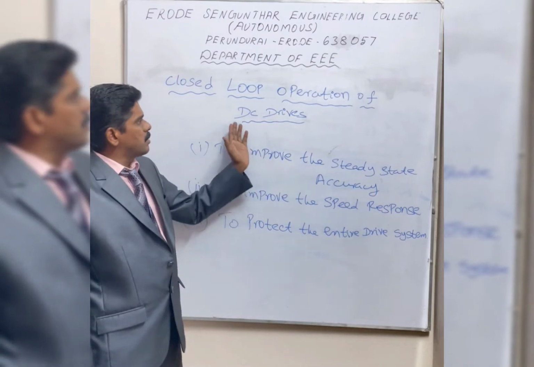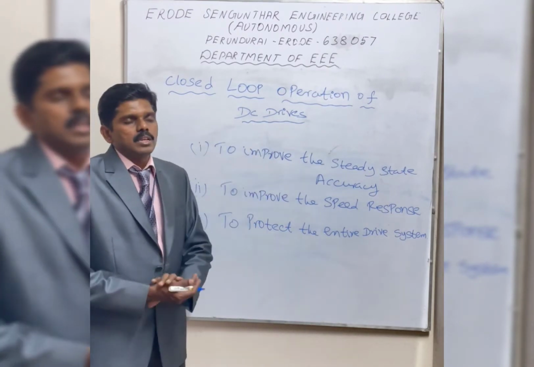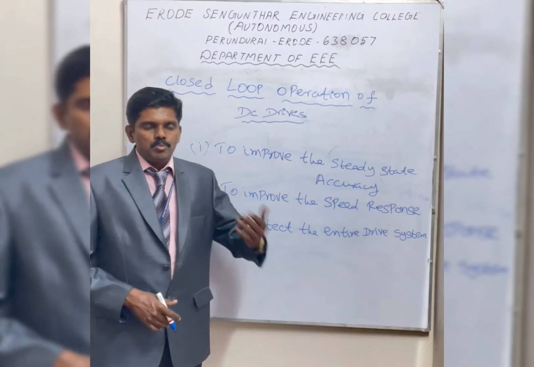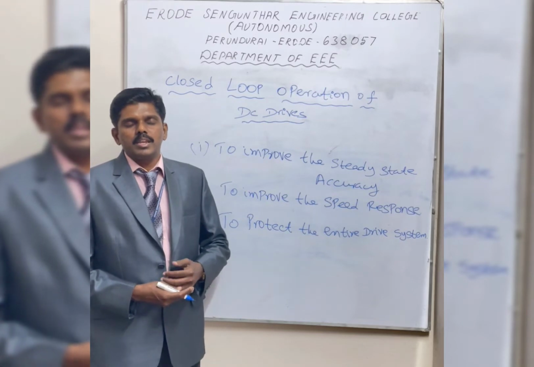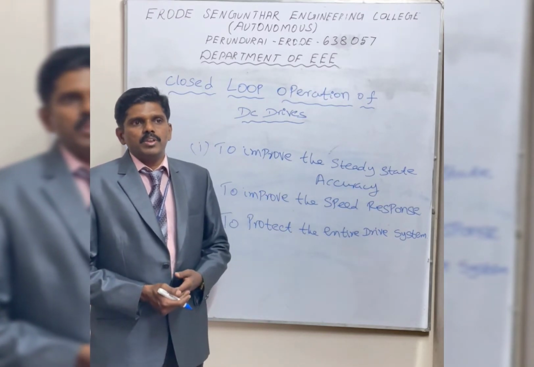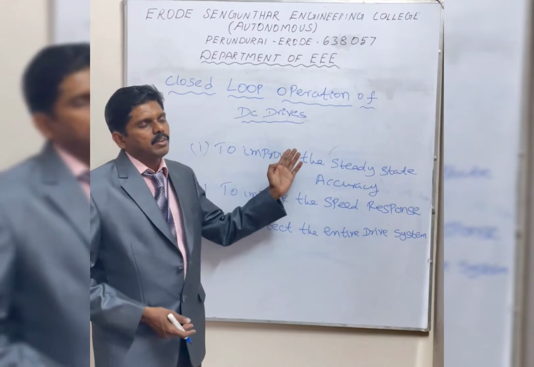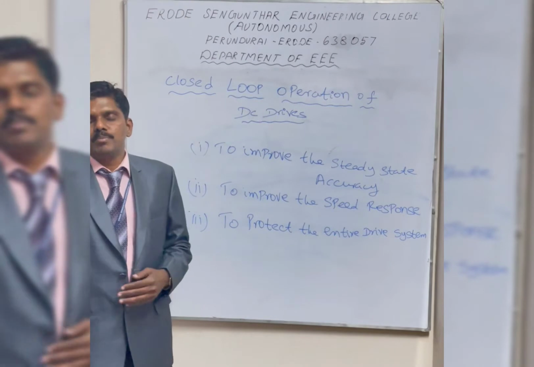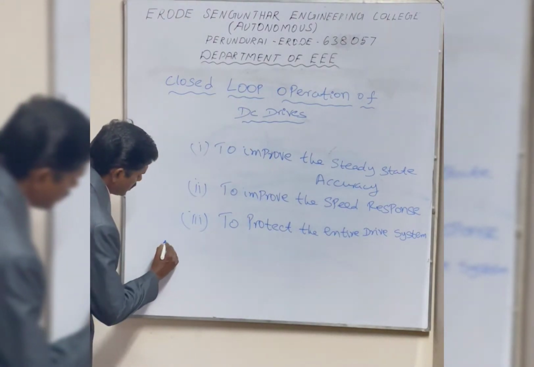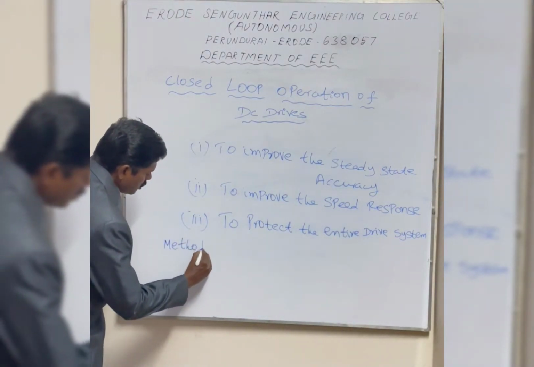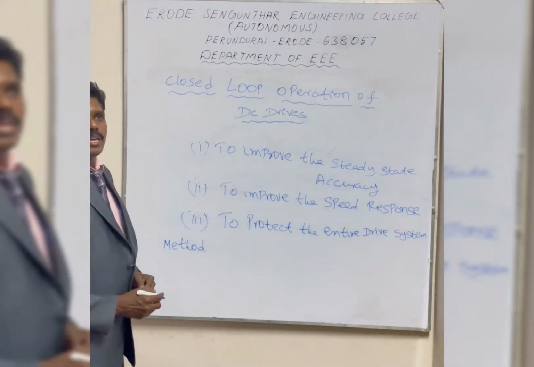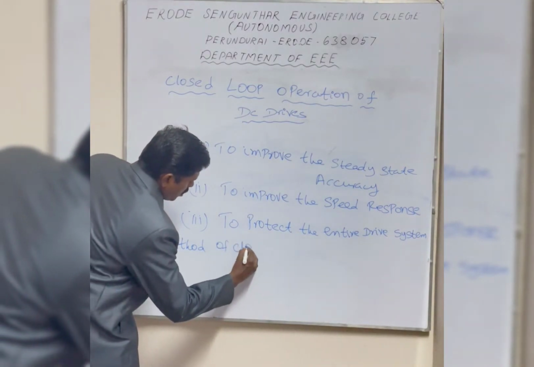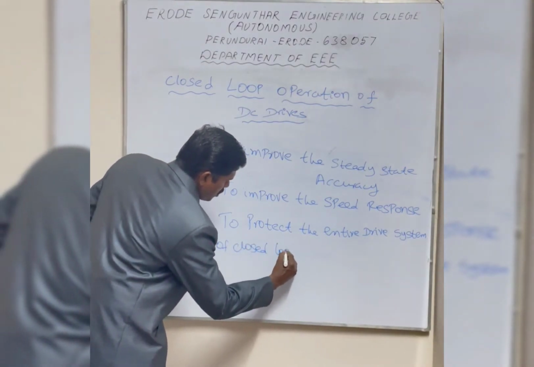So what is the purpose of the closed loop operation in the DC drives? In our latest industries, we have automation of the process for a number of applications. So we need to control the speed of the DC drive, and we require the closed loop operation. This can be achieved by two different methods. Now, what are the methods available to obtain the closed loop operation of the DC drives? We will discuss now the methods of closed loop operation.